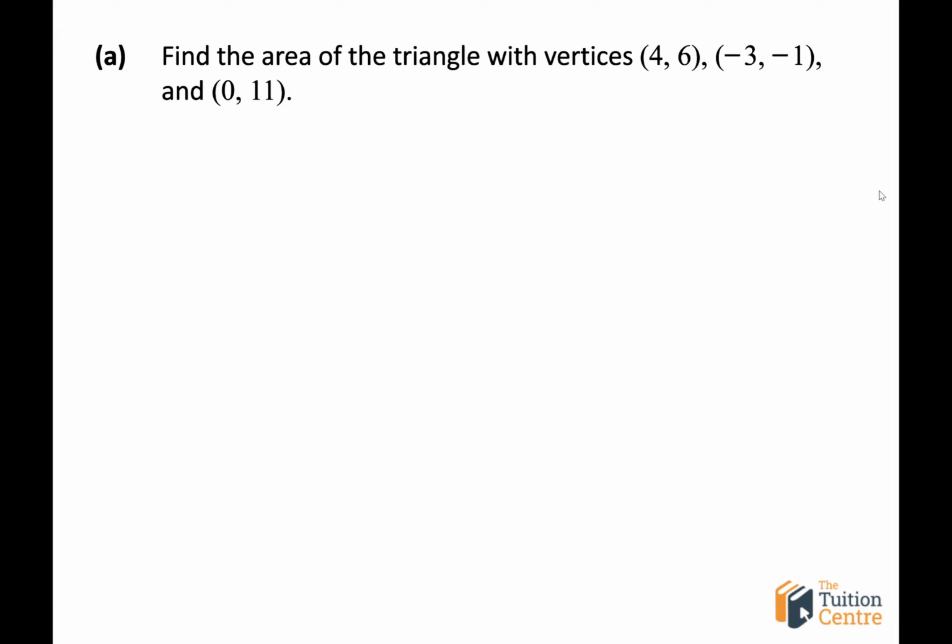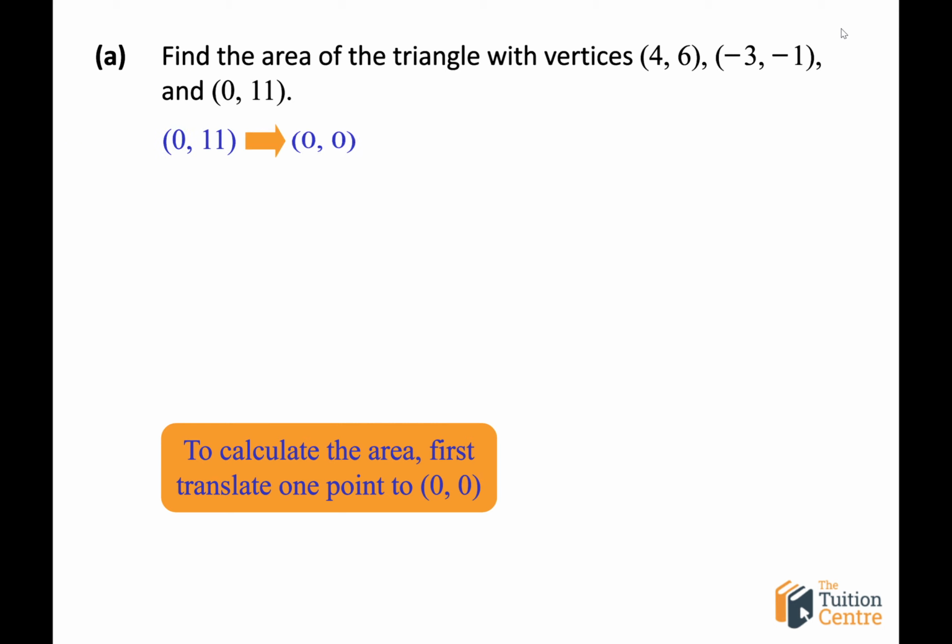2023 question 3 is a line question. It starts off asking us to find the area of the triangle with vertices (4, 6), (-3, -1) and (0, 11). What we need to do first is move one of the points to the origin, (0, 0). So we're going to translate the point (0, 11) to (0, 0). It's probably the easiest because one coordinate, the x coordinate, is already 0, so there's no change in the x.